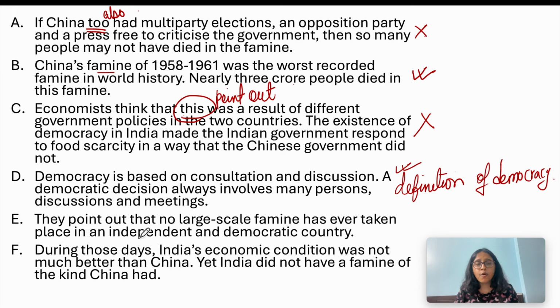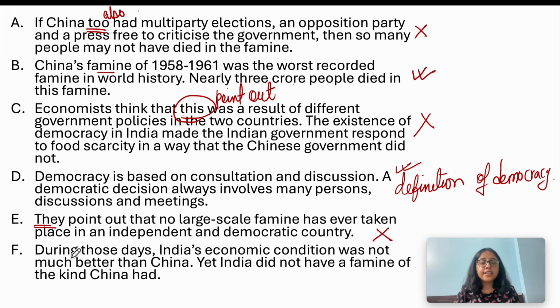Next, they point out that no large-scale famine has ever taken place in an independent and democratic country. So this sentence says that famine never takes place in an independent and democratic country, at least large-scale famine. Matlab bahut zyada shortage of food nahi hota hai koi bhi independent or democratic country. Okay, fine. So here you can see that the sentence starts with the pronoun they. So the sentence starts with a pronoun. This means that this cannot be your first sentence, not an independent sentence.